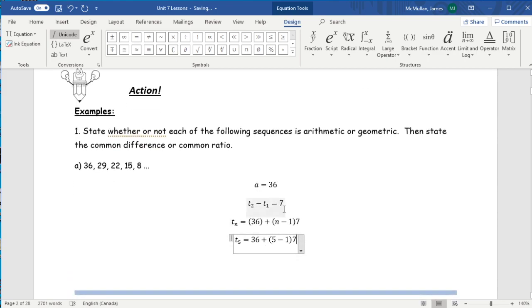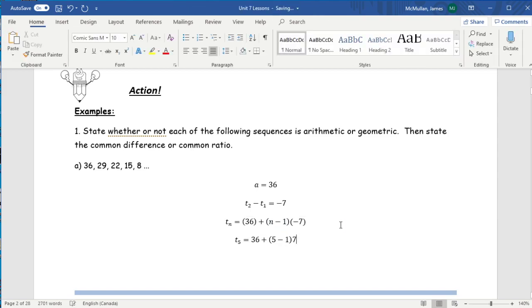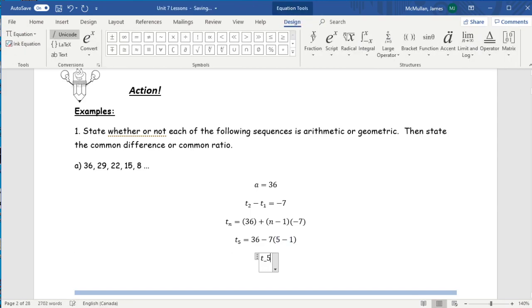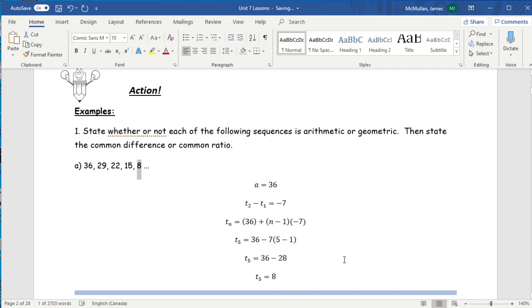Sorry, it shouldn't be plus, I apologize. T2 minus T1 is negative 7. Let's put a negative 7 there, and we can just move that 7 to be in front instead of behind. So we get term 5 is equal to 36 take away 28, term 5 is equal to 8. And you can see that it is. Term 5 is 8. This is an arithmetic sequence. Every term is the previous term, take away 7.